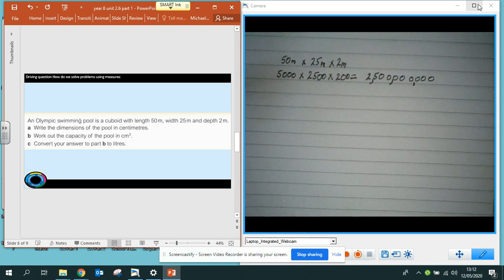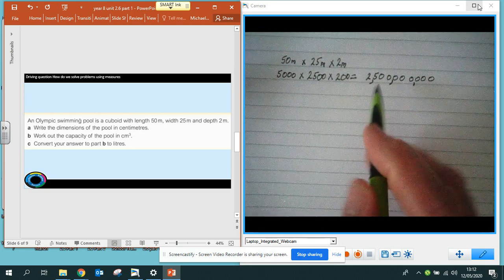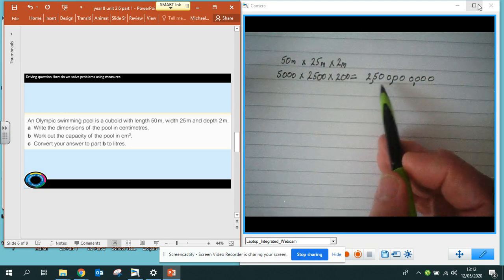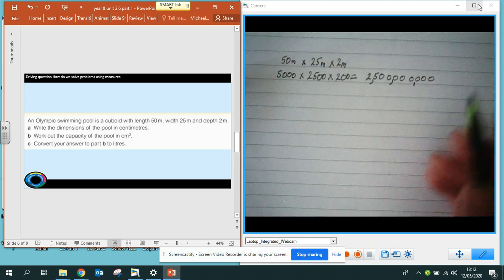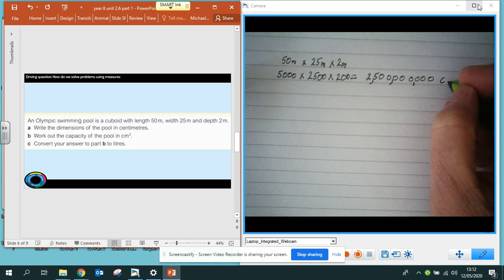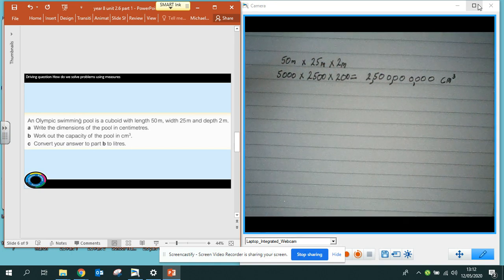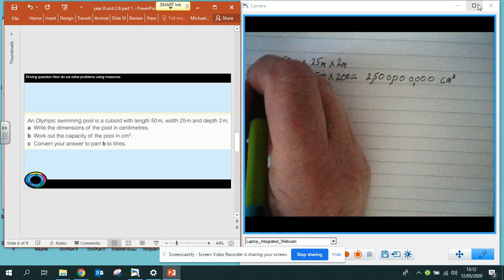Okay. Now that is a number. 2,500,000,000 cubic centimeters. That's an awful lot of cubic centimeters. Convert your answer to part B to liters. Right, well, that's part A.